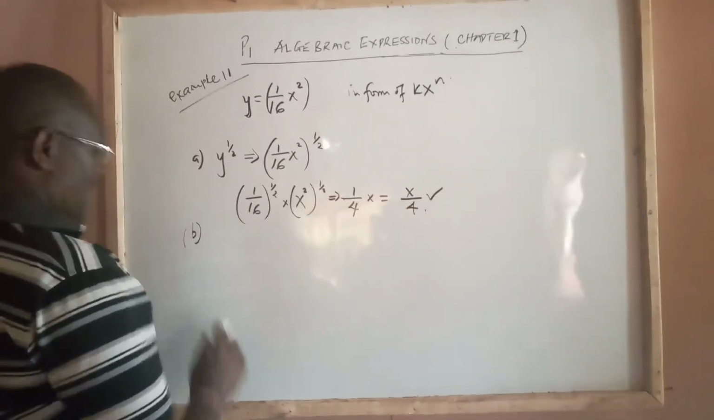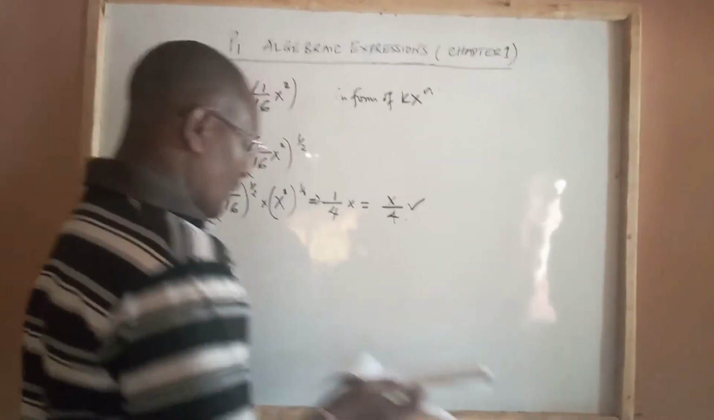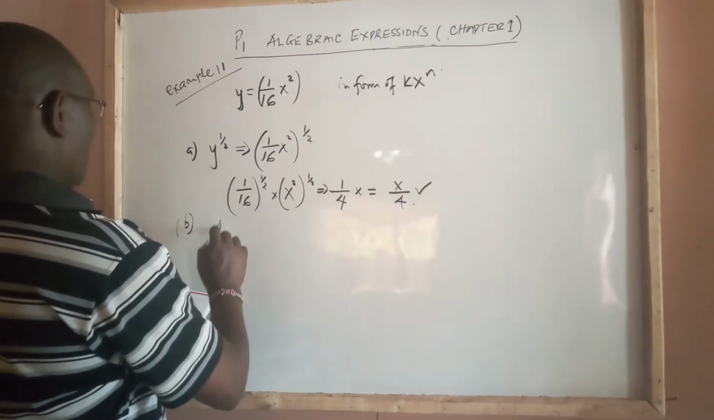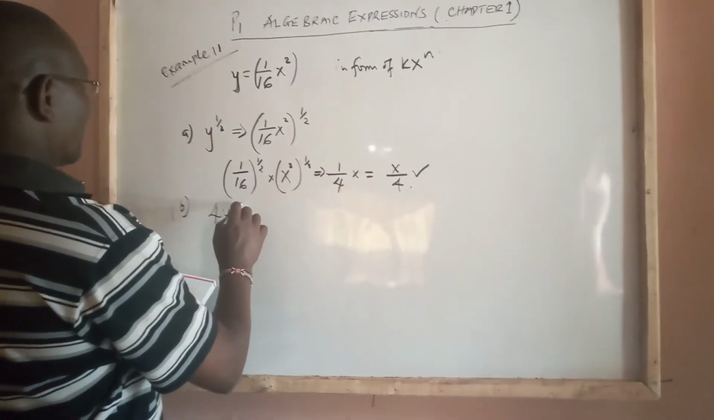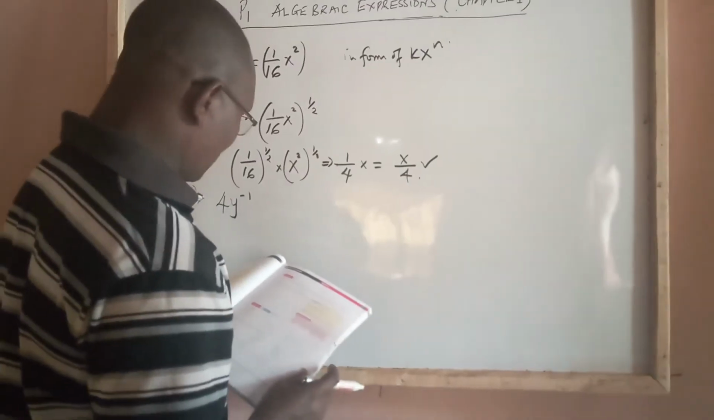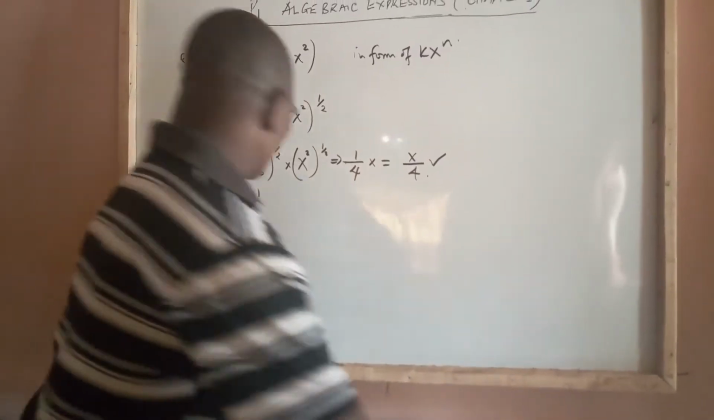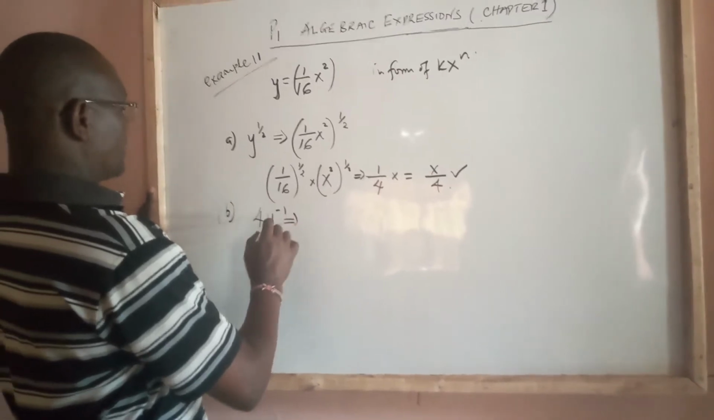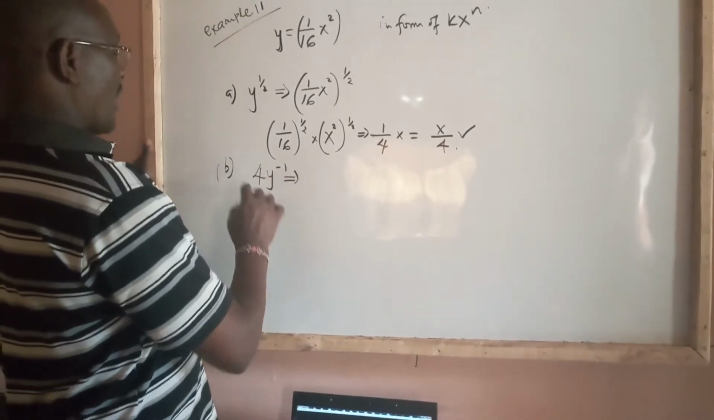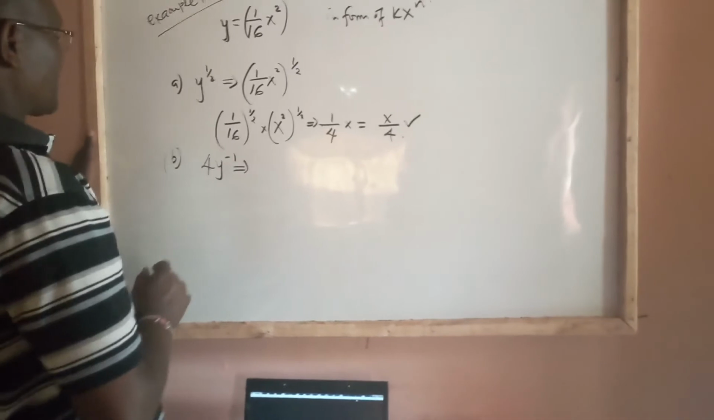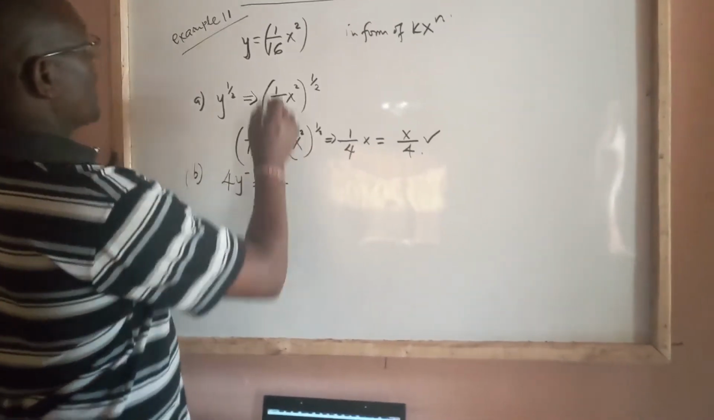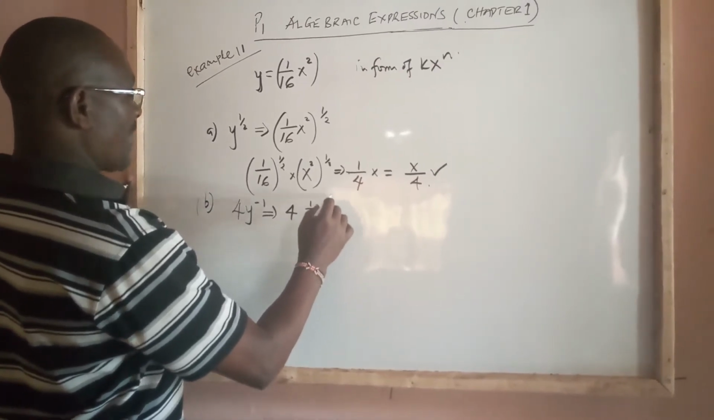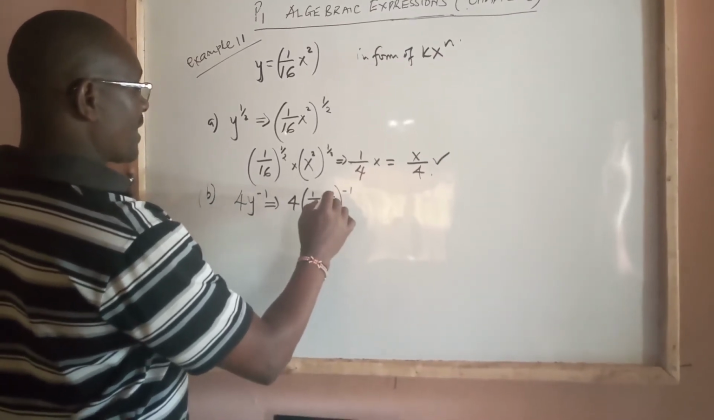Part B is asking us to write 4y raised to negative 1. And since we know what is the value of y, we can again rewrite the whole of these expressions in terms of 4, and then y, we bring 1 over 16x squared raised to power negative 1.